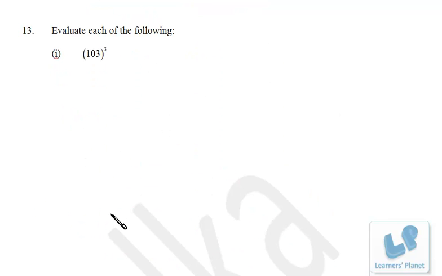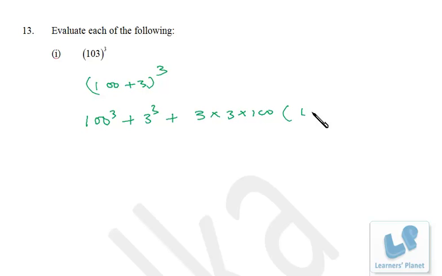Now, in this case, we have to evaluate this. Using algebraic identities, it will be really very easy to evaluate this sort of expression. Now, 103 can be written as 100 plus 3. So, this is a plus b whole cube. Now, what is a plus b whole cube? a cube plus b cube plus 3ab into (a plus b).